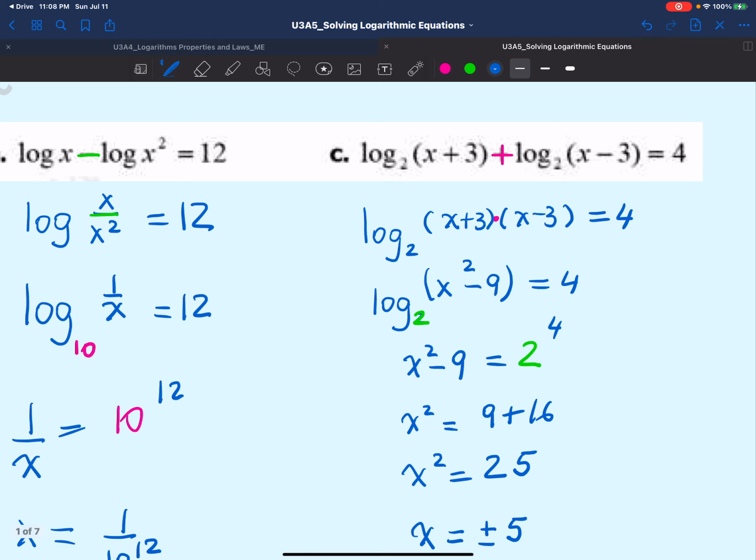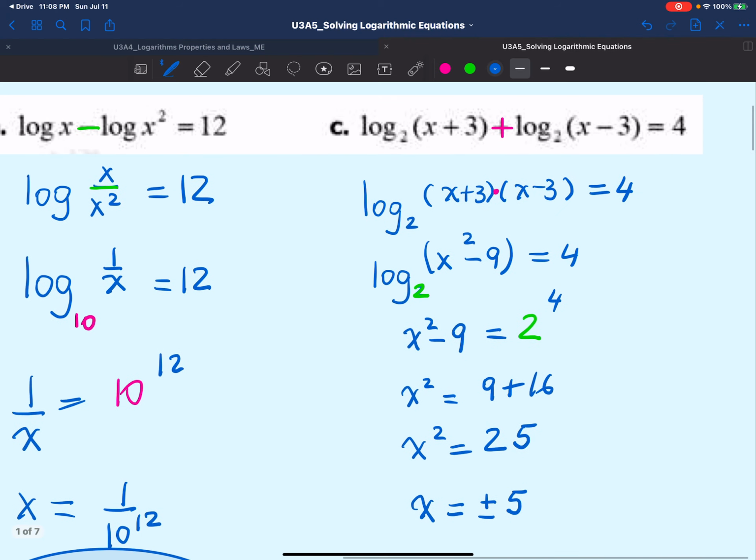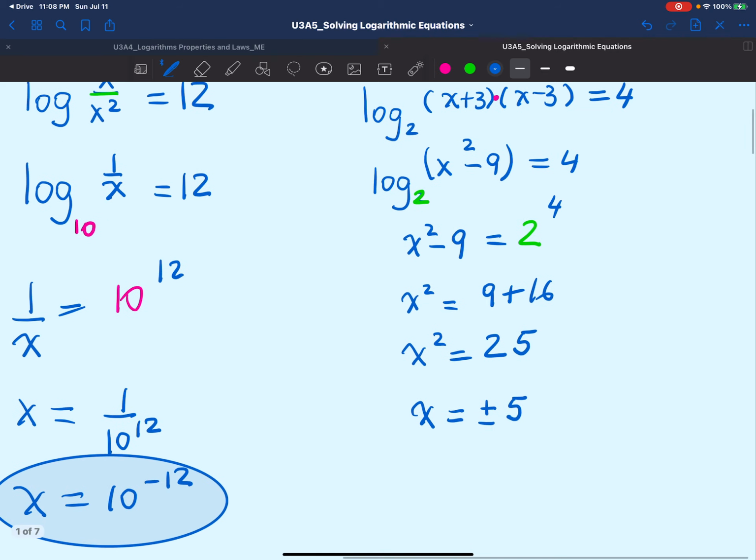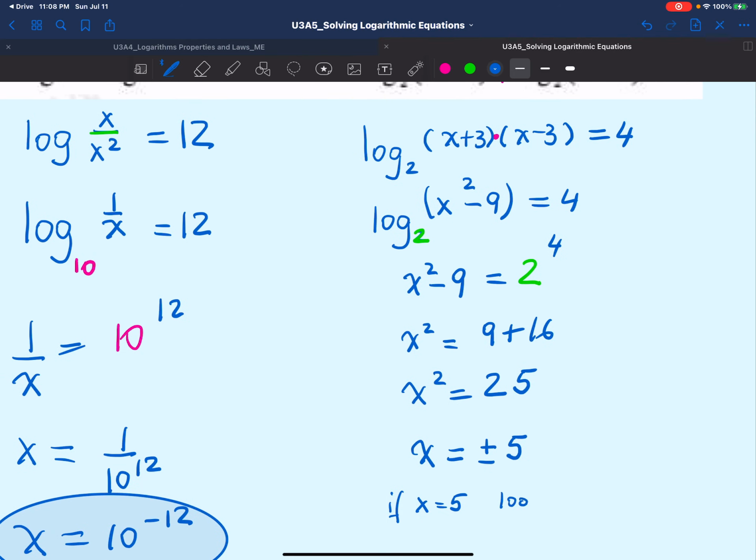Now we have to be a bit careful here because some of the values may be unacceptable. So if x equals 5, the log with base 2 of 5 plus 3 will be log with base 2 of 8. This number exists. And the other term, log with base 2 of x minus 3, would be 5 minus 3. So that's log with base 2 of 2.